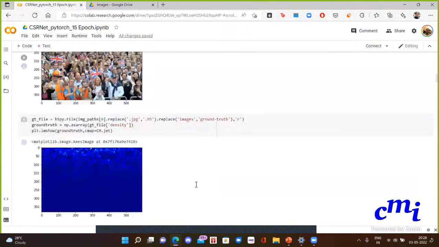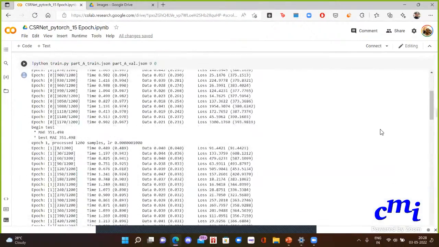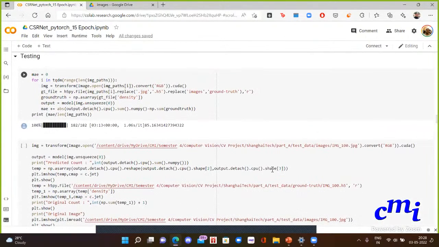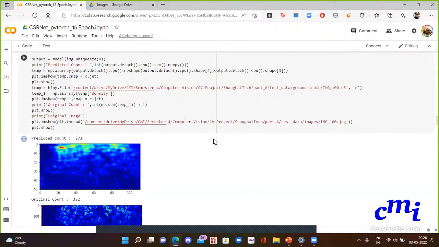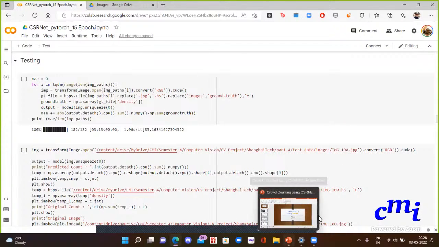Okay. So after training, we are just extracting the models, and we are using that model to generate the output like the predicted count. So now we'll go back to the slides and we'll see the experiments that we have done.